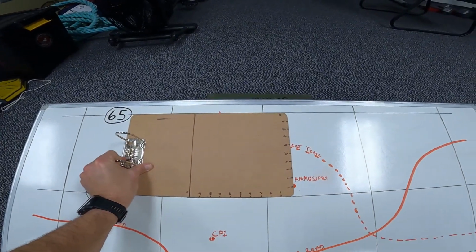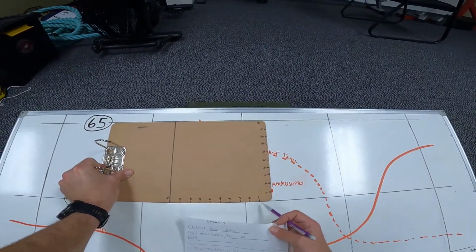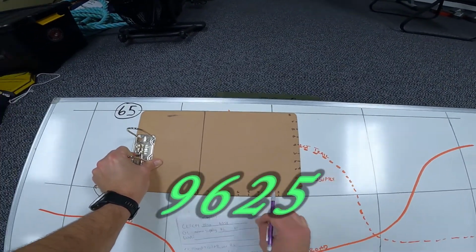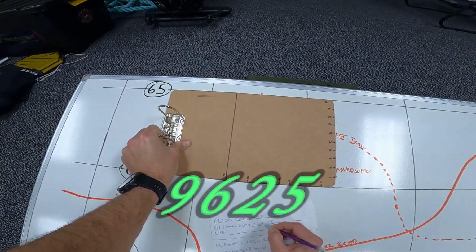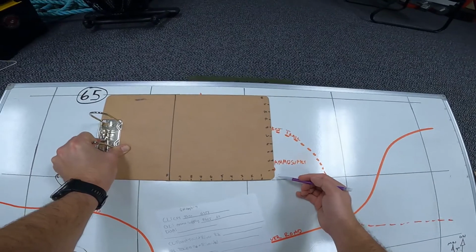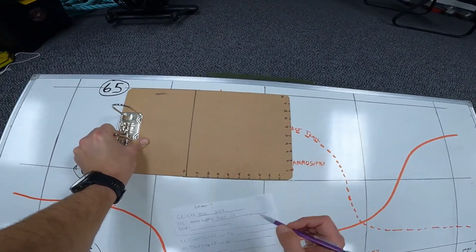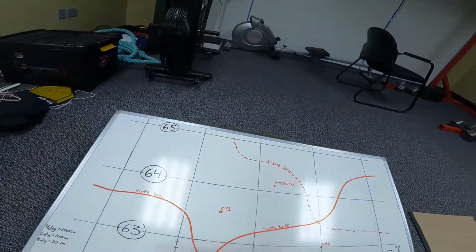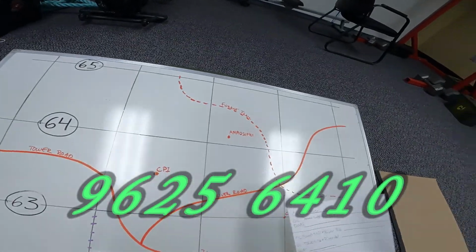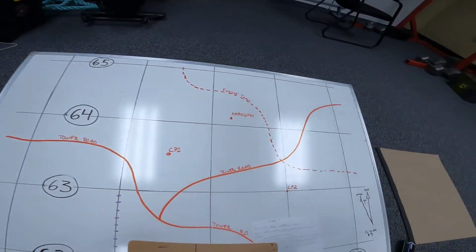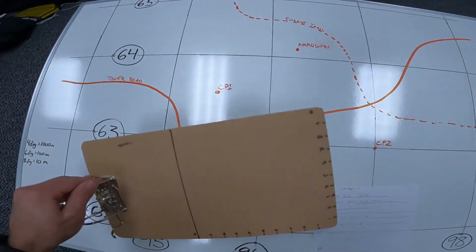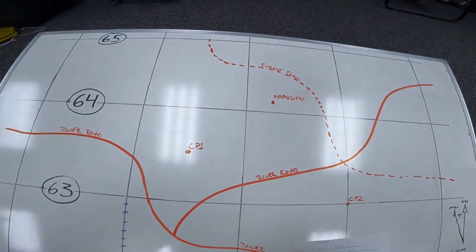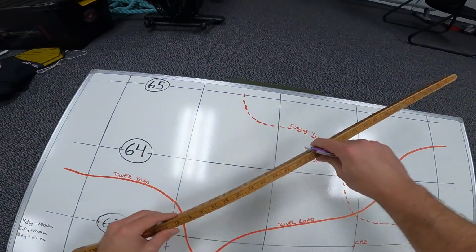So you put this on that line again. You're going over 9, 6, 2, 5. And you're going up 6, 4, 1, directly on the 1, so it's 6, 4, 1, 0. Now that you have your 2 locations, you have to get the azimuth. That's when you would use your straight edge, which in the field you're going to use something small like this or a note card. But here, I'll just use a big old ruler.